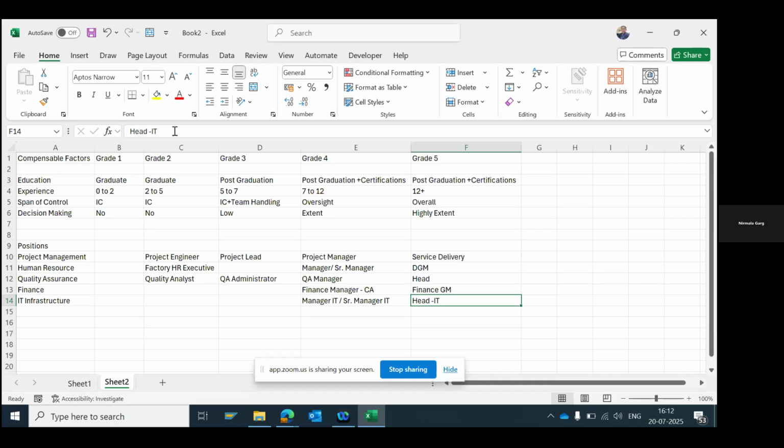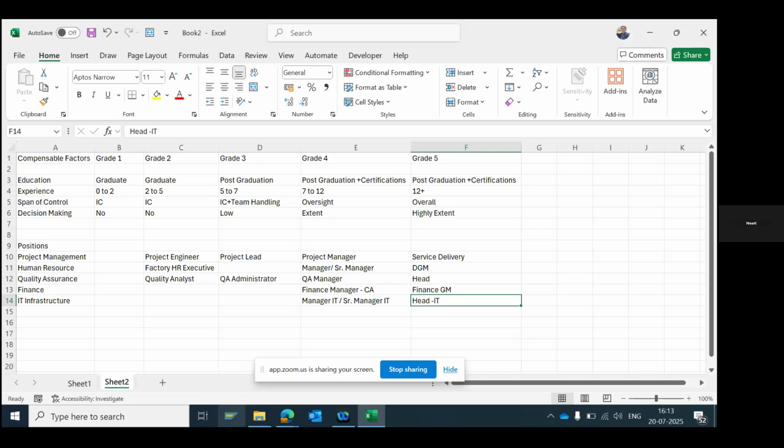you need to get the current job descriptions of all the jobs you want to evaluate. Typically, when you do an exercise of job evaluation, you are doing at least 80% of the jobs which are there. Then you determine the number of grades you want based on your compensation philosophy, whether you want to do narrow banding or broad banding. So here, for the purpose of learning, we have taken 5 grades.